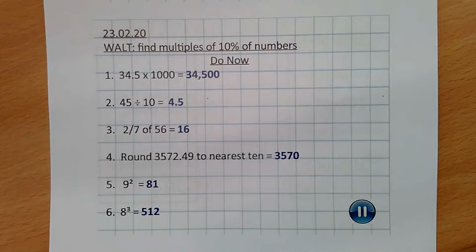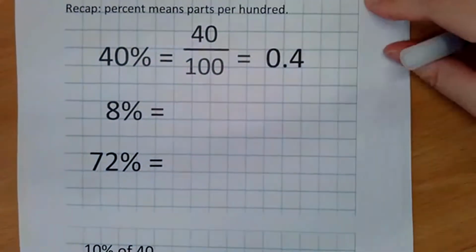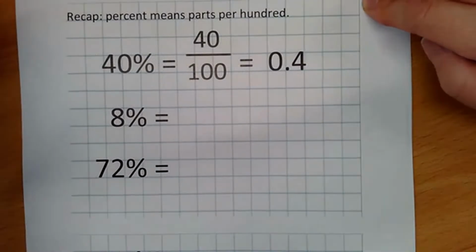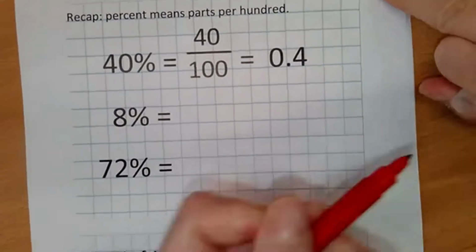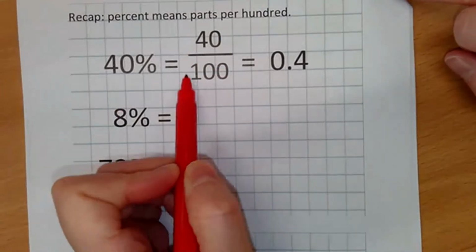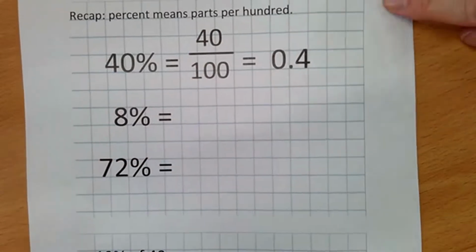Great. So today we are going to be finding multiples of 10% of numbers. Let's start with this. We're just going to recap here. Remember that percent means parts per 100. So when we say 40%, we mean 40 parts of 100, or 40 parts out of 100 equal parts.